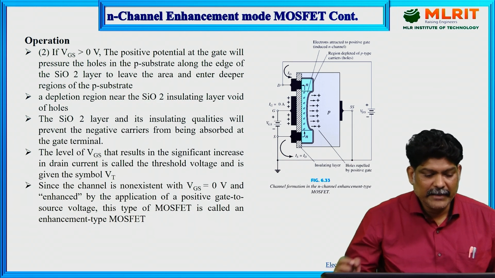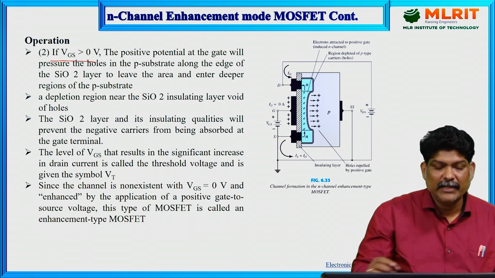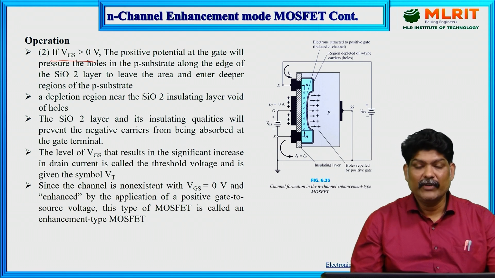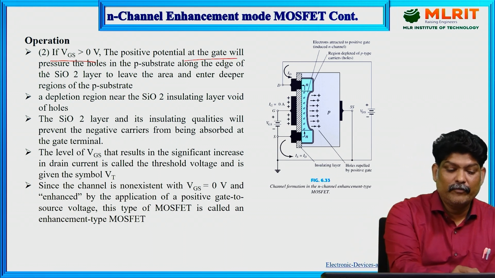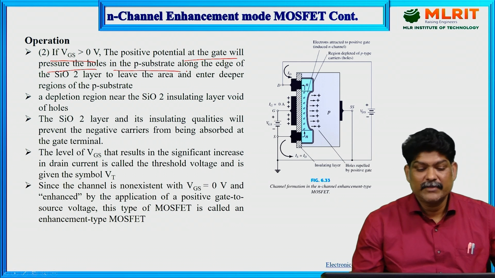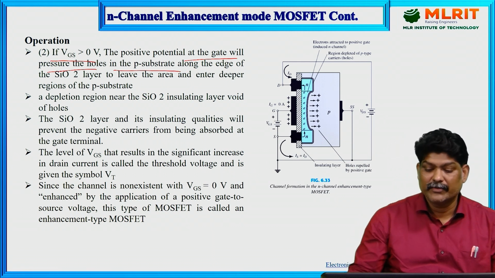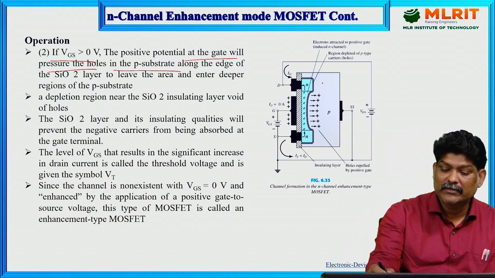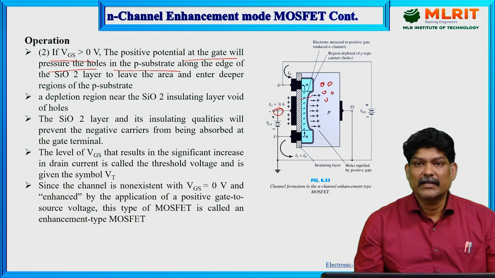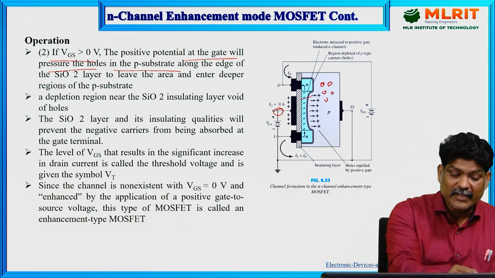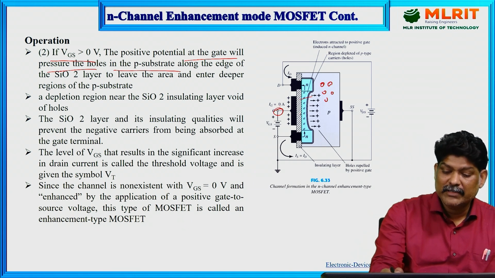Now, second case, when VGS is greater than 0 volts. If you increase the gate to source voltage, the positive potential at the gate will pressure the holes in the P substrate along the edge of the SiO2 layer. So the holes present here will be attracted towards the gate because of the positive potential at the gate. So they reach towards the SiO2 layer.